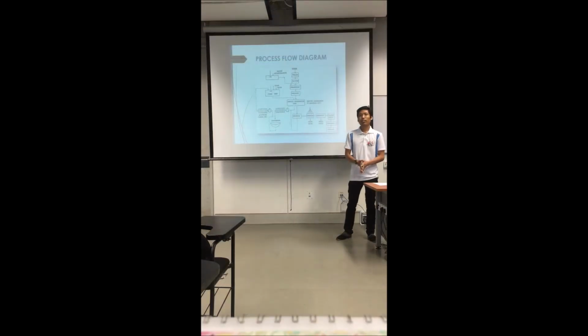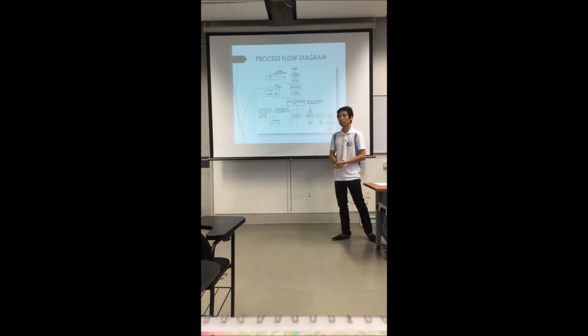Hello, my name is Hafiz. So basically, as shown previously, this is our plant process flow diagram. It consists of the whole process from the raw material, which is banana, until the products. So basically, there are minor units and also major units. So I'll be brief on the minor units first.